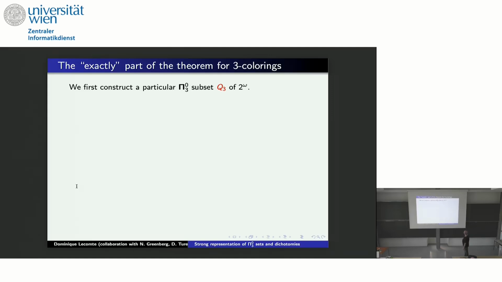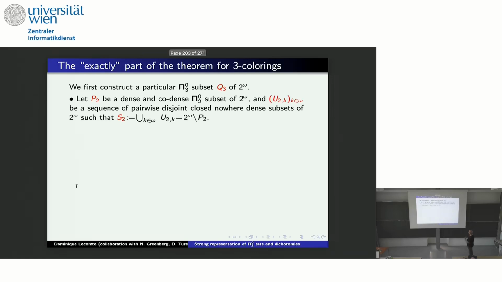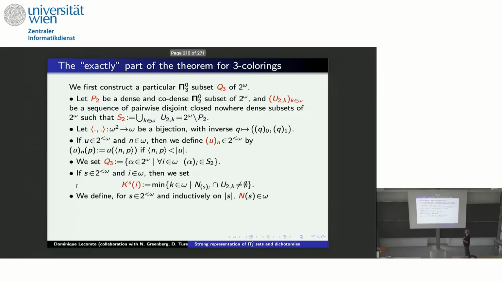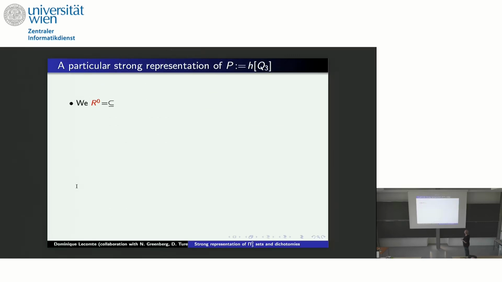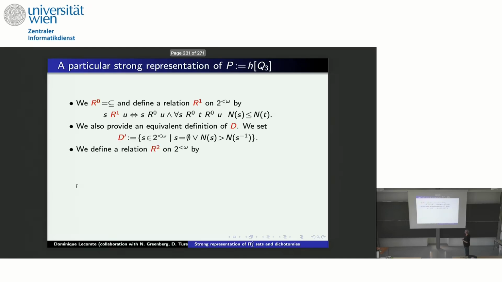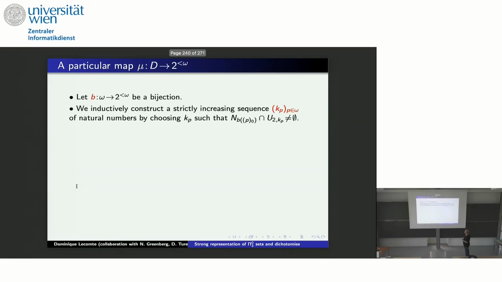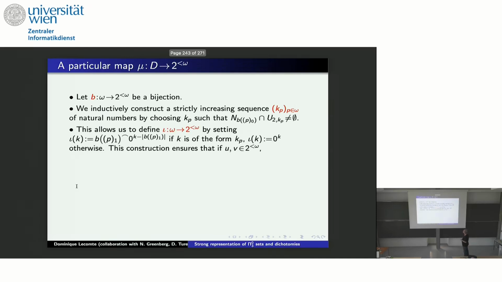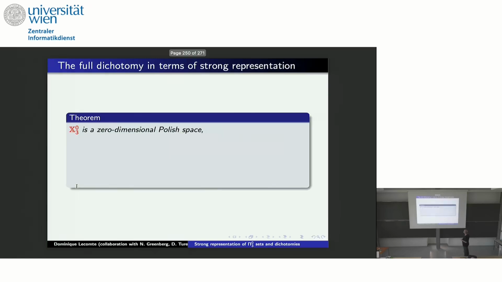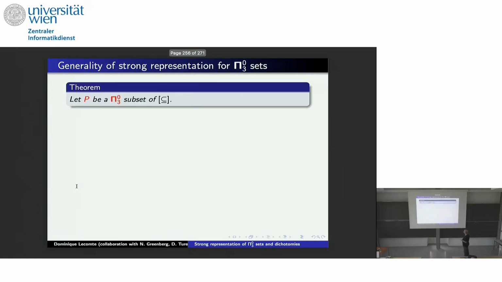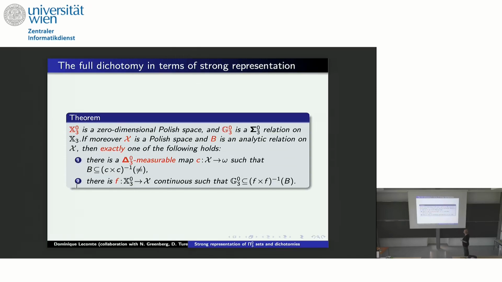I have no time for the exactly part, so I will skip this. We construct a Pi03 set, which is a bit special, not so special, but a bit special. We construct a particular strong representation. And we construct a special map mu, coding map mu. And then we have the full dichotomy. Okay, it's the same as before, so I don't insist on that.